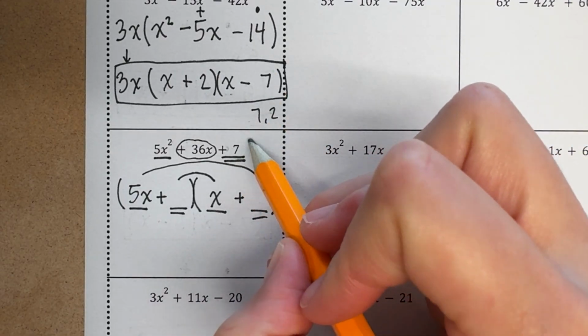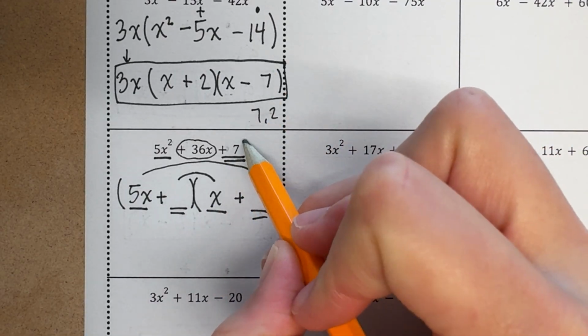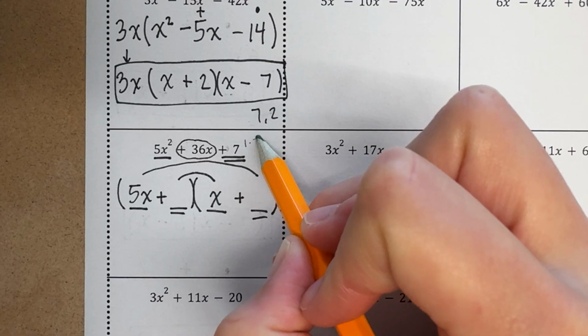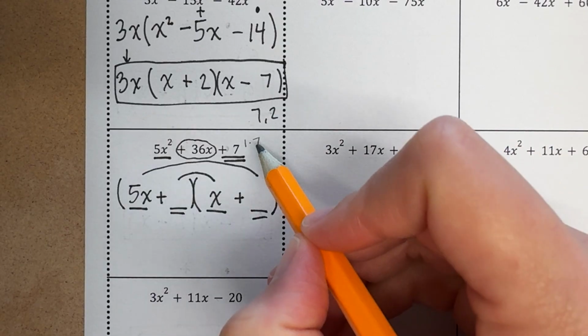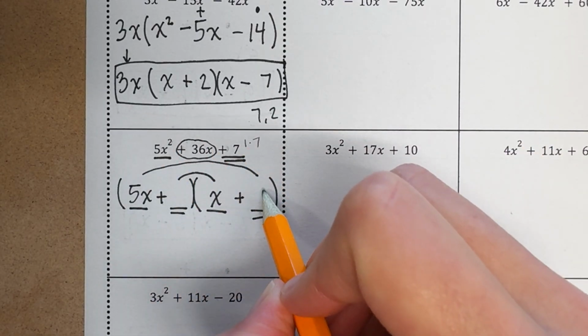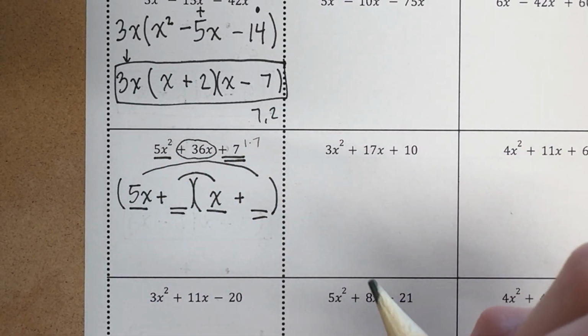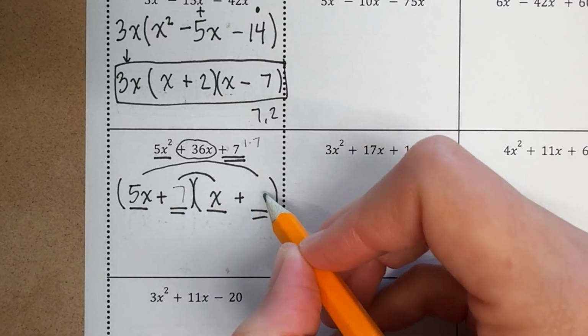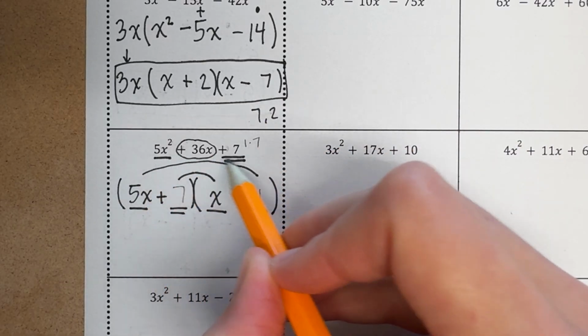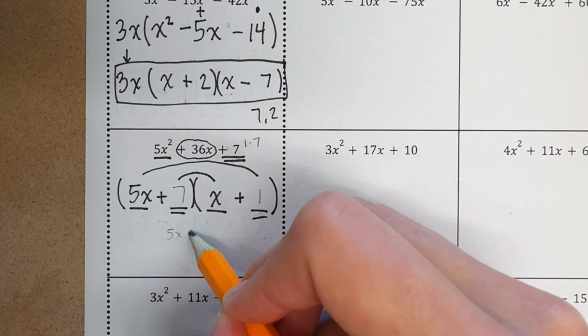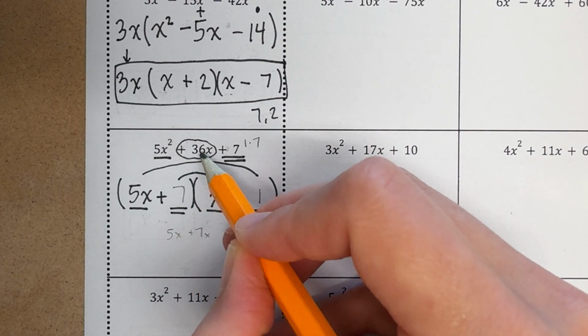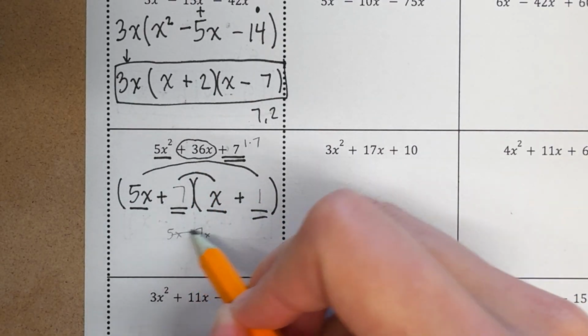Okay, the 2 possibilities are, because 7 is prime, I can only do 1 times 7. That's the only way to multiply 7. So that makes 7 a pretty easy number to get going with. But it could be 1, 7, or it could be 7, 1. Those are the 2 possibilities. Let's say I start with 7, 1. Look, I'm going to check. 5x times 1, that's 5x. And then 7 times x, that's 7x. Does that add to 36? No, that adds to 12.